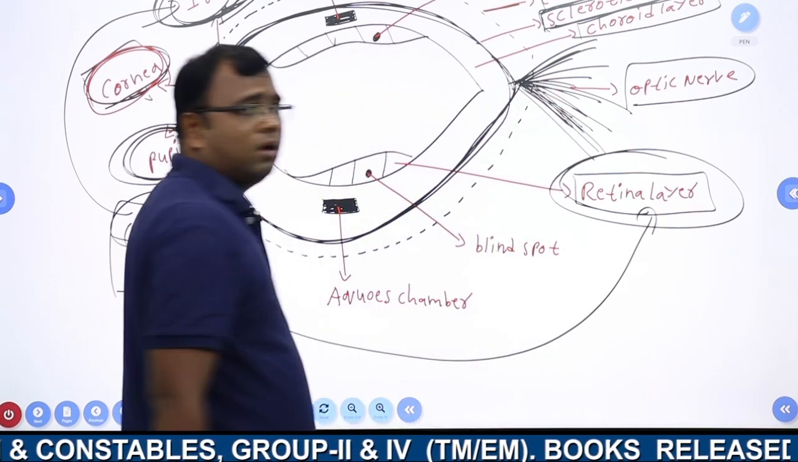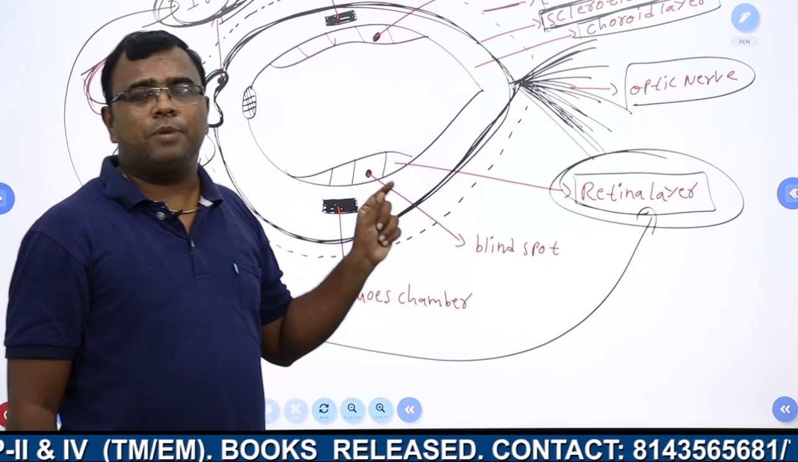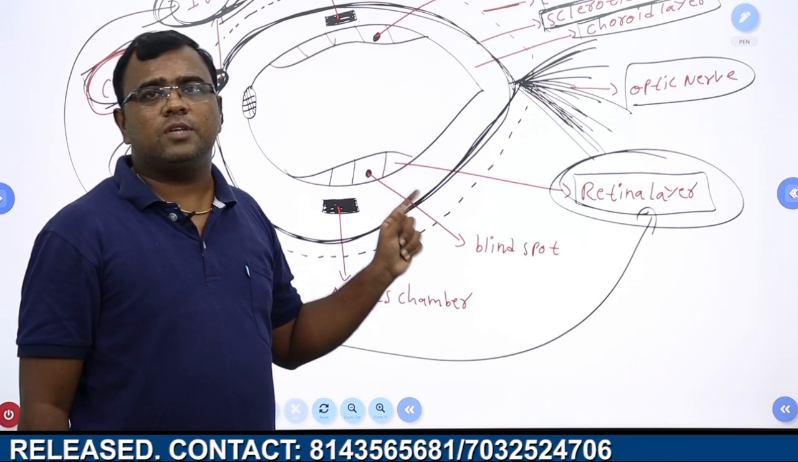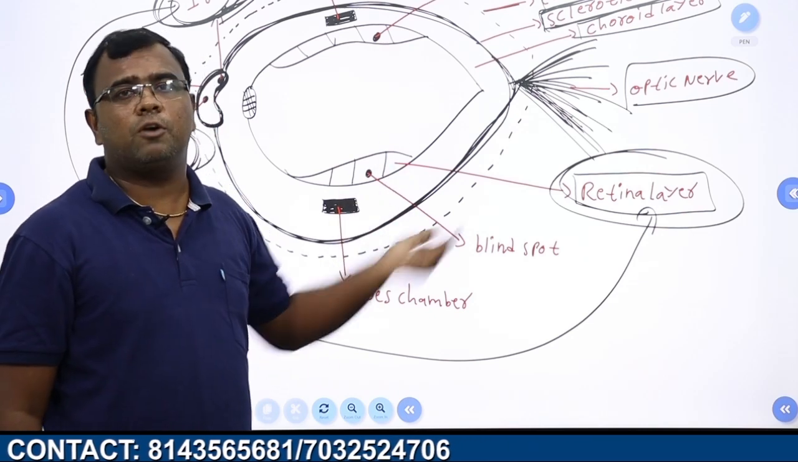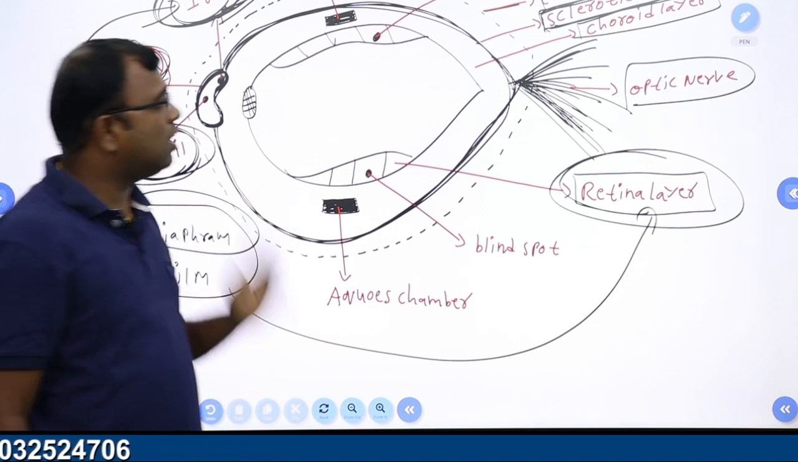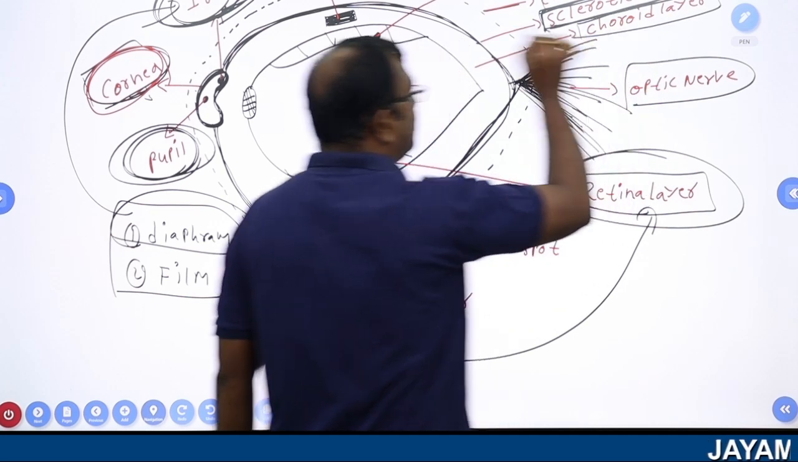At the end part of the sclerotic layer, the optic nerve is present. The optic nerve function is to send the information from the retina to the brain. This is the first part of the eye, the sclerotic layer.